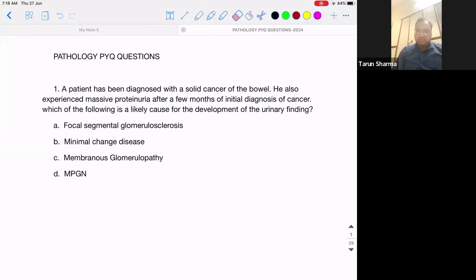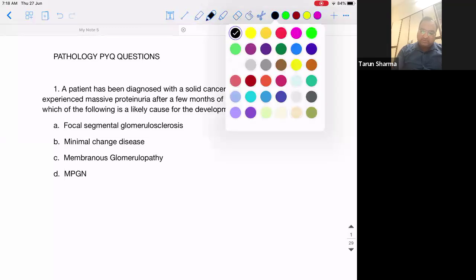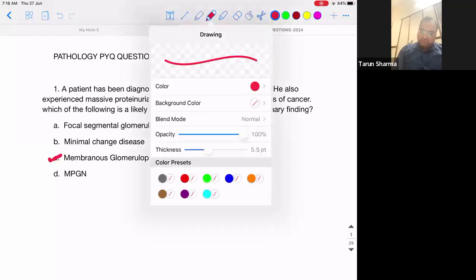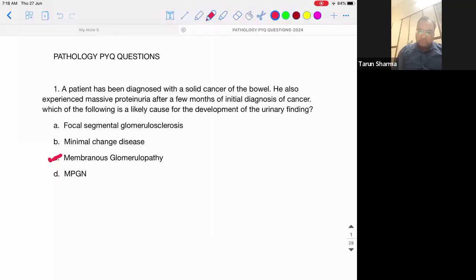I think most of the students must be knowing that the answer is here. It's a very simple thing. The answer is option C, that is, membranous. So let's see why only membranous, not others. What is the concept here? Why is the question being asked?